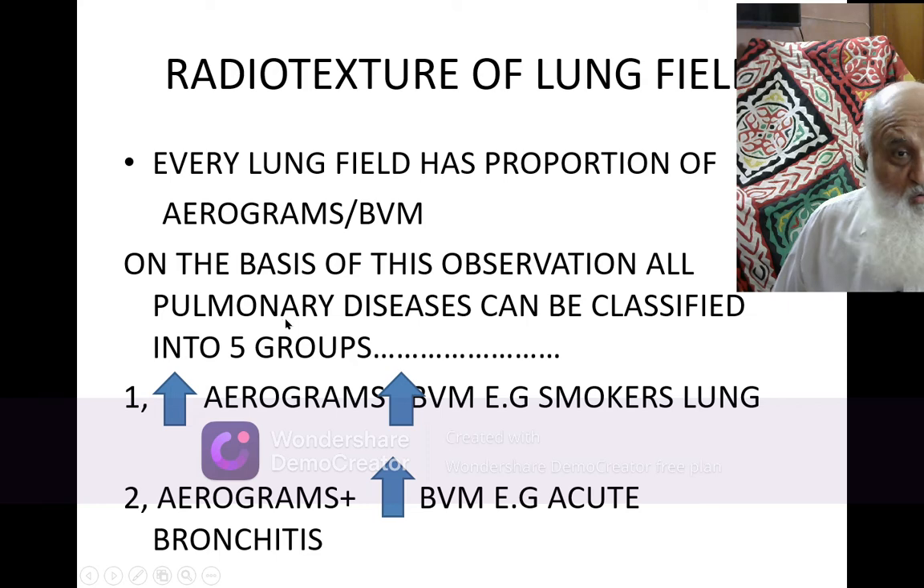On the basis of this, all pulmonary diseases can be classified into 5 groups. Number 1: the aerograms and the bronchovascular markings are both increased, proportionate to each other, in size and in number. For example, the smoker's lung.